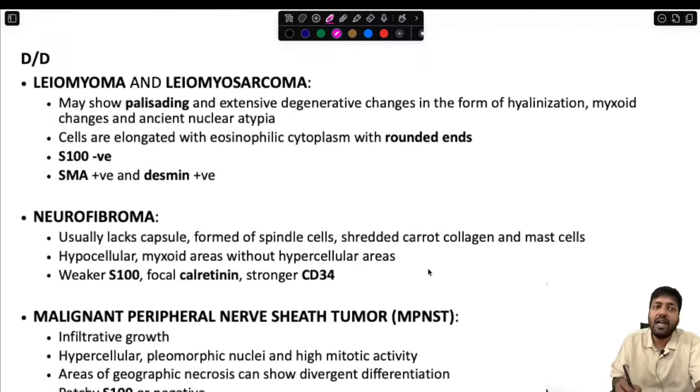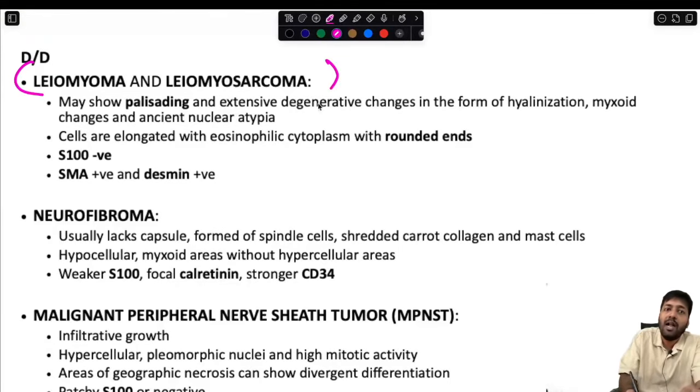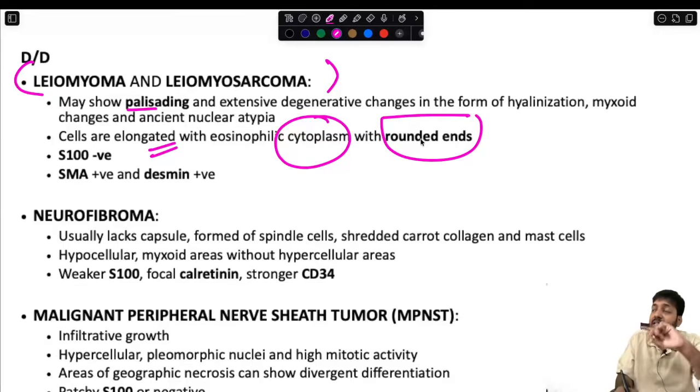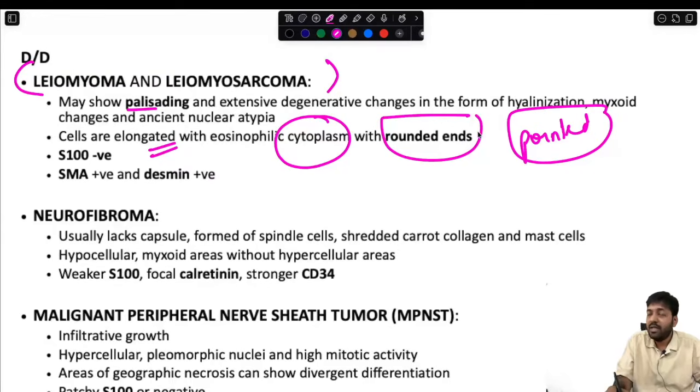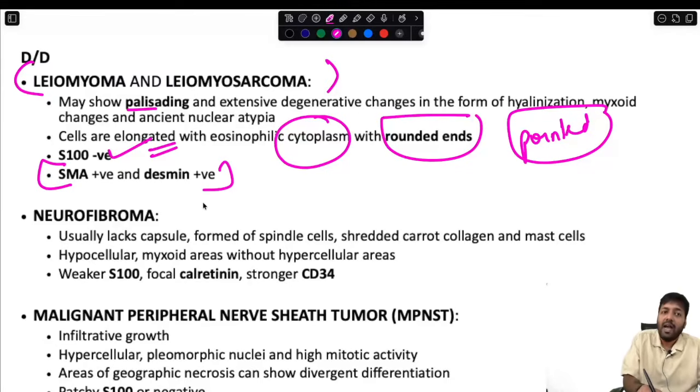Now, what is the differential diagnosis of schwannoma? Number one is leiomyoma and leiomyosarcoma. These are smooth muscle neoplasms. They may show palisading and extensive degenerative changes in the form of hyalinization, myxoid change, and ancient nuclear atypia, just like a long-standing schwannoma. But over here, the individual cells are also elongated with eosinophilic cytoplasm, but the ends are rounded. But in case of schwannoma, the nuclear ends were pointed. Over here, it is rounded. Remember, schwannomas are S100 positive, but leiomyoma and leiomyosarcoma are S100 negative. And because they are smooth muscle neoplasms, they are SMA as well as Desmin positive.